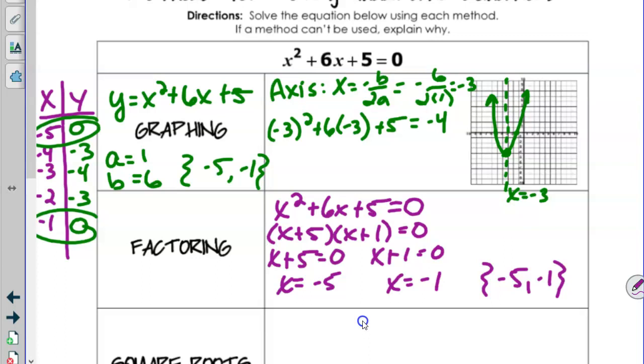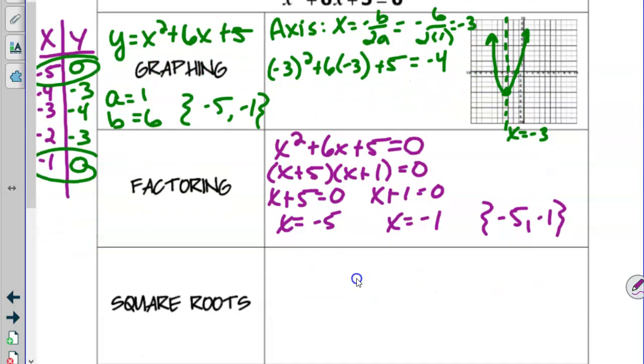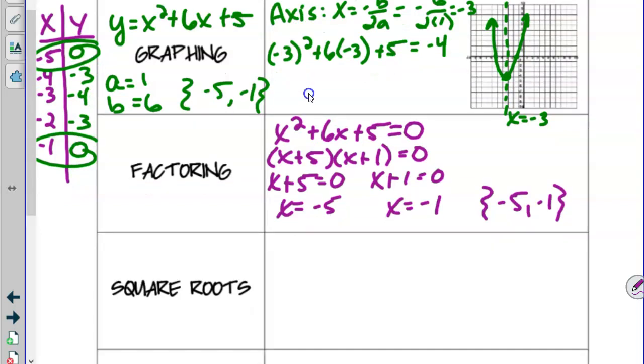Alright, what about the square root method? Have we used the square root method on this one? No. Why can we not use the square root method? Very good. Since we have a b term or an x term, we cannot use it.